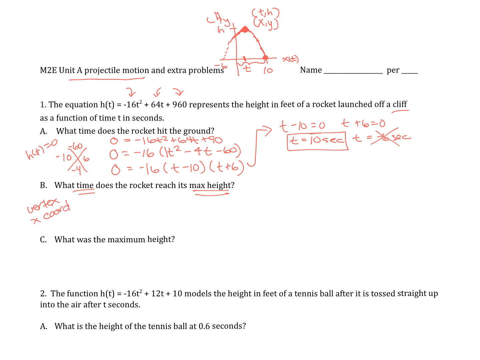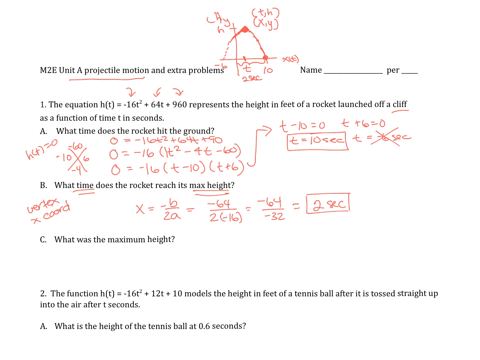So if you remember, we have that handy dandy equation, x equals negative b over 2a. So when I apply that to this problem, that's negative 64 over 2 times negative 16, negative 64 over negative 32, that's positive 2. So at 2 seconds, I reach my maximum height. So this t up here corresponds to 2 seconds.